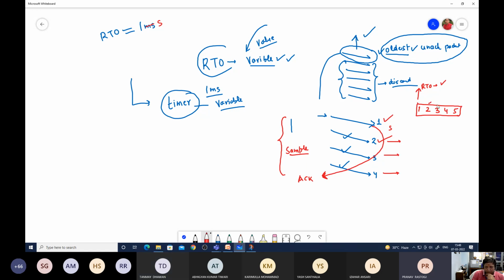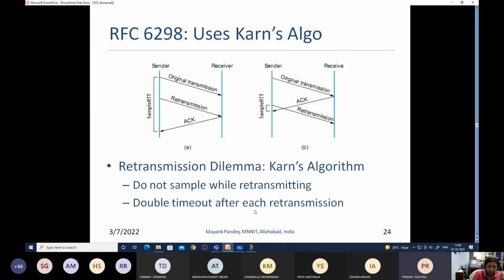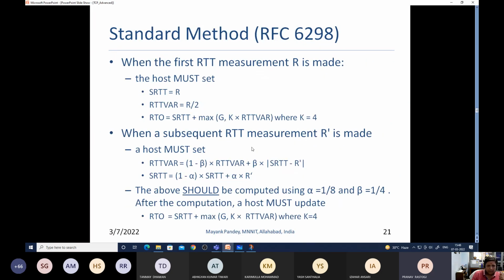So you have sent 2, 3, 4, 5. When an acknowledgement is received, it can be either for 2 or for 1. Yes or no? Yes, sir. When you get a new sample, see the slides. What are you going to do? When the first RTT measurement R is made, you get the new RTO. Yes or no? Yes, sir. Okay. So see the figure here.